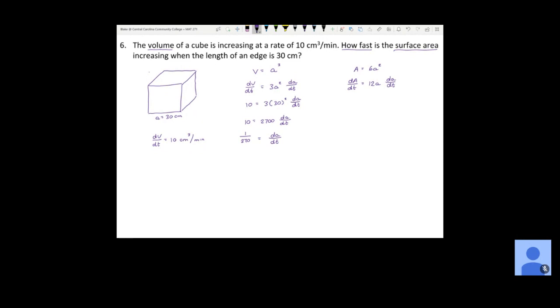So notice the little a represents the edge, and the big A represents that surface area. Now we can substitute, right? Because we've got all the information we need to plug in to figure out that rate of change of that surface area. So we're trying to find dA/dt. We substitute in now. We know the a value is going to be 30. We calculated da/dt as 1 over 270. And so what is the rate of change of our surface area going to be now? Almost. You got an extra 0 in there. 4/3, right? Okay, so 4/3.